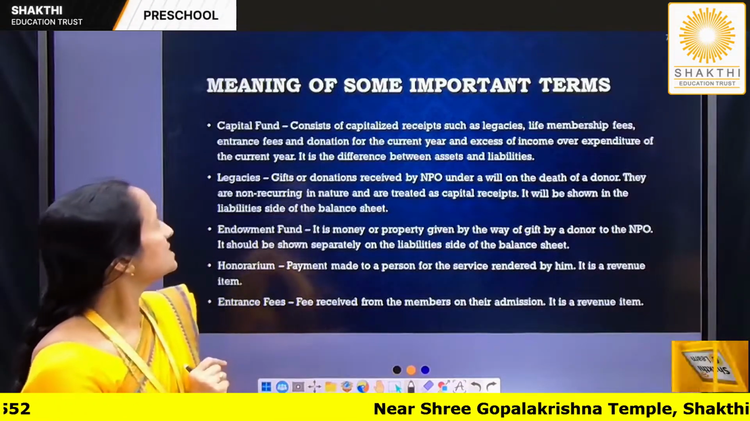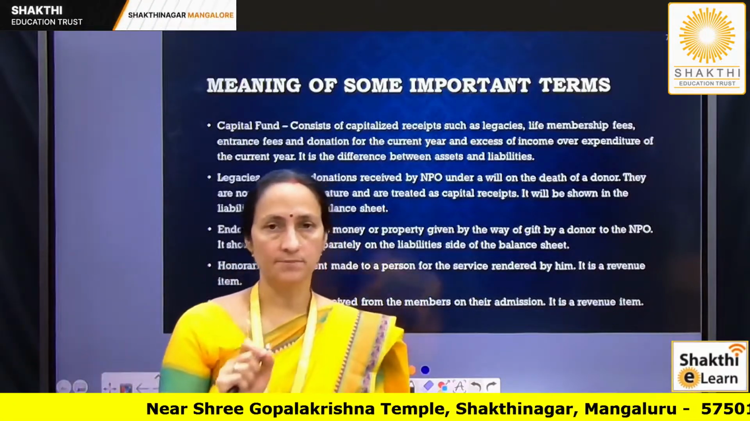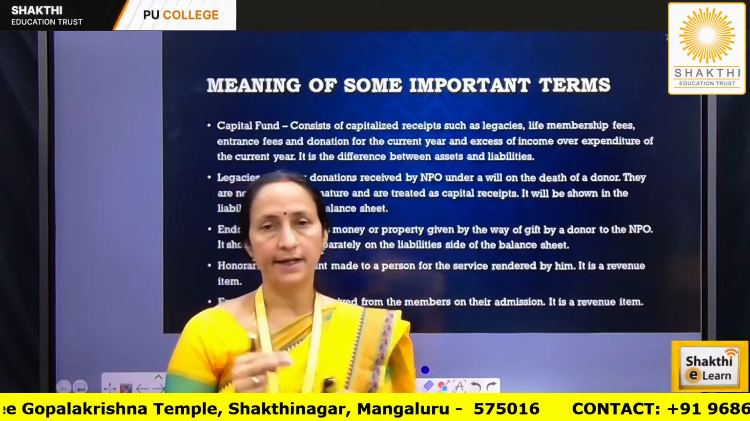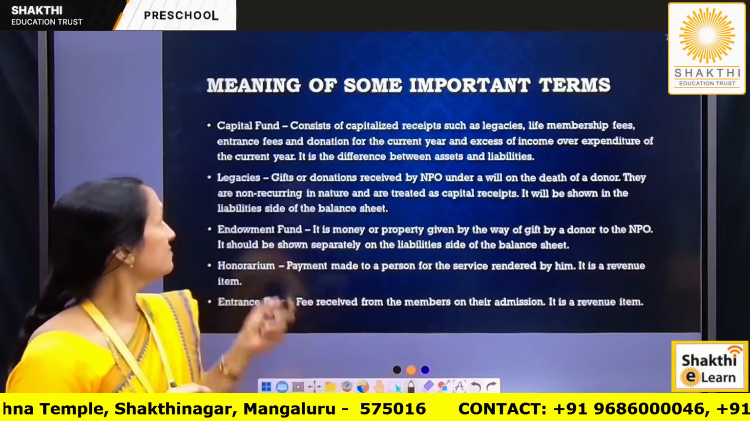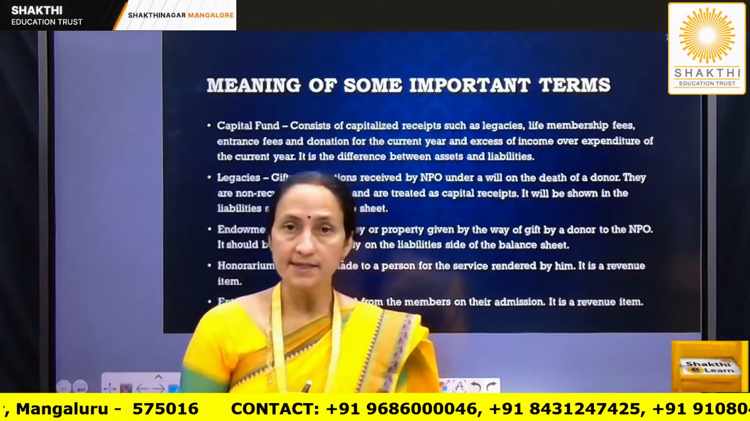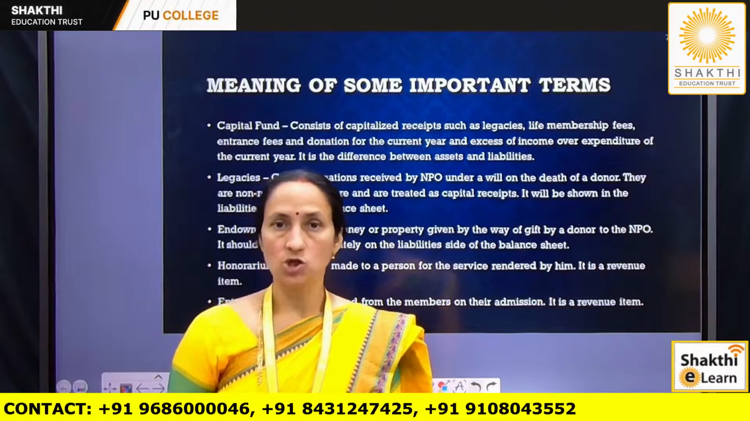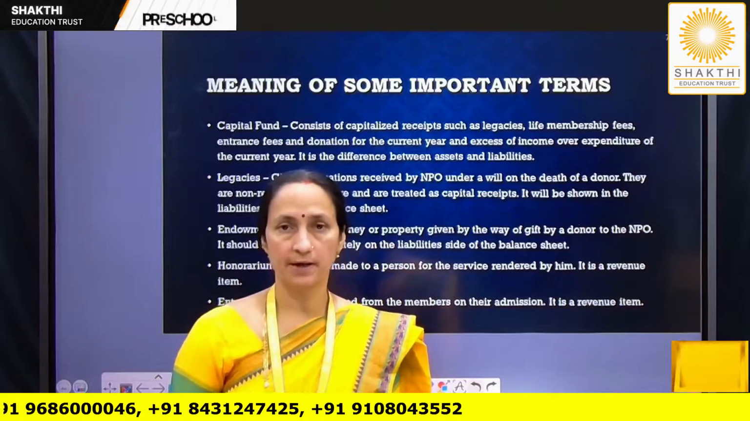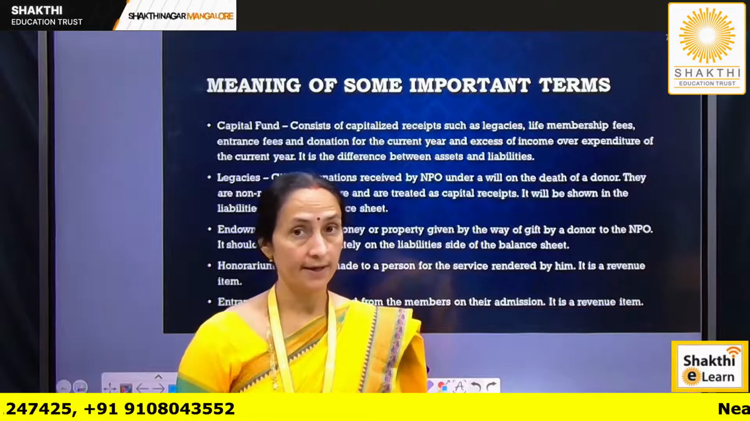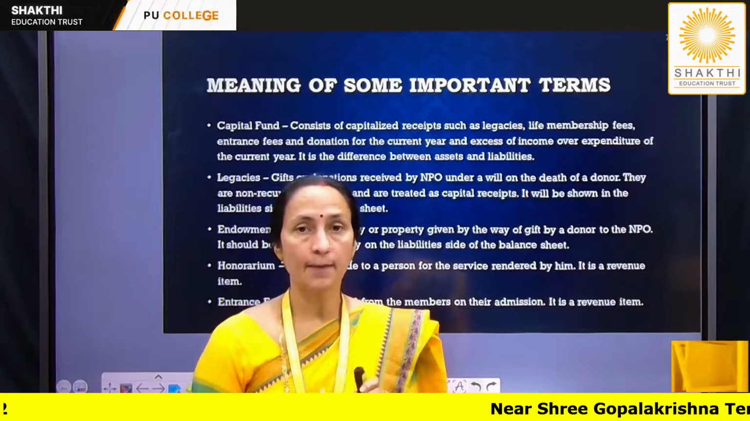Now next is the meaning of some important items. When you are going to solve sums related to the income and expenditure account, you should have proper clarity about individual items. What is the first one? That is capital fund. Children, capital is the amount invested by a proprietor when it comes to a sole trader. When it comes to a partner, it is his part of capital. When it comes to a company, it is share capital. But an NPO, as it is not doing any trading, does not have capital, it has a capital fund.